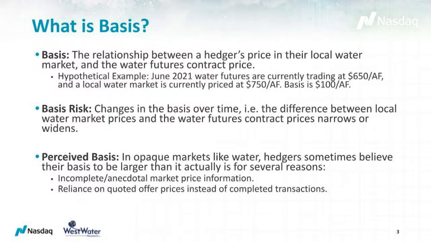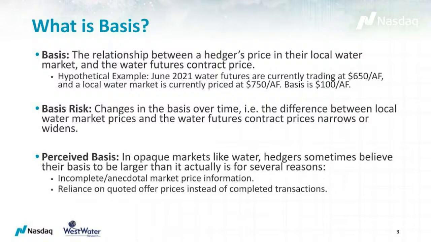Now there's also this issue of basis risk, which is that difference between the futures contract price and the local water market price changing over time. So that difference between the two prices can narrow or it can widen. And what we see in the water market, and in other markets where pricing information is opaque, is an issue of perceived basis, where hedgers sometimes believe that their basis is larger than it actually is because they may have incomplete market information.